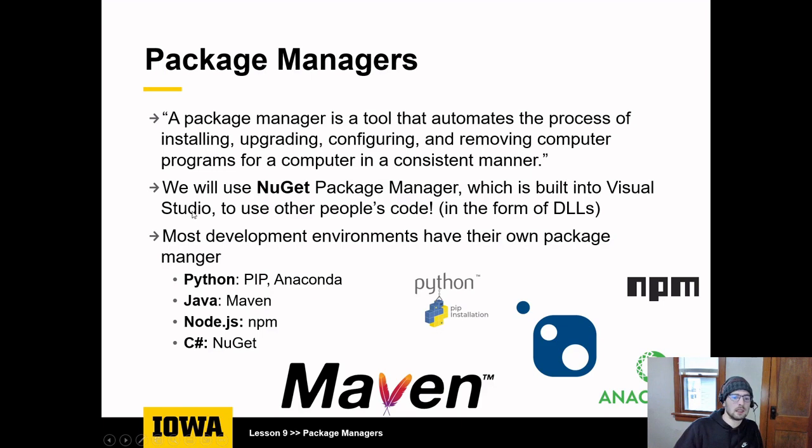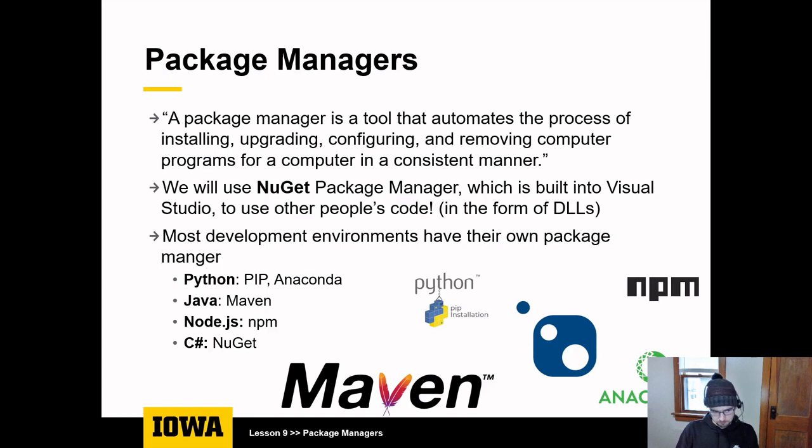We'll be using NuGet package manager, but most development environments have their own package managers that make sense for their environment. Python has pip as well as Anaconda. Those are some Python package managers. Java has Maven. Node.js or JavaScript has NPM. NPM stands for Node Package Manager. And then C#, there's only one package manager, and that's NuGet, and that is heavily endorsed by Microsoft.